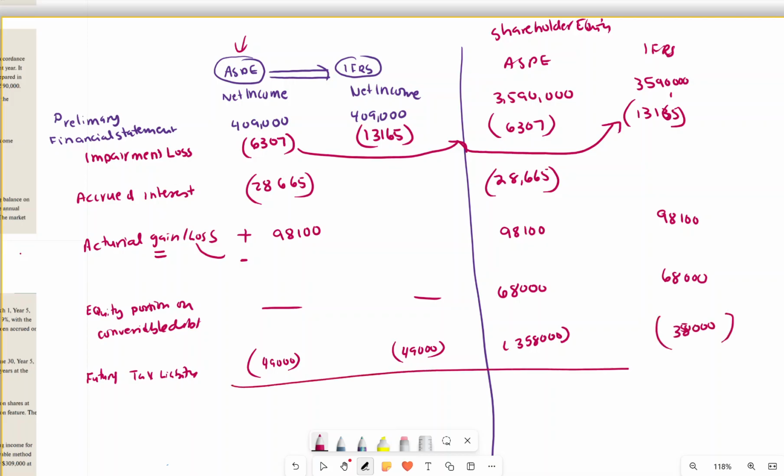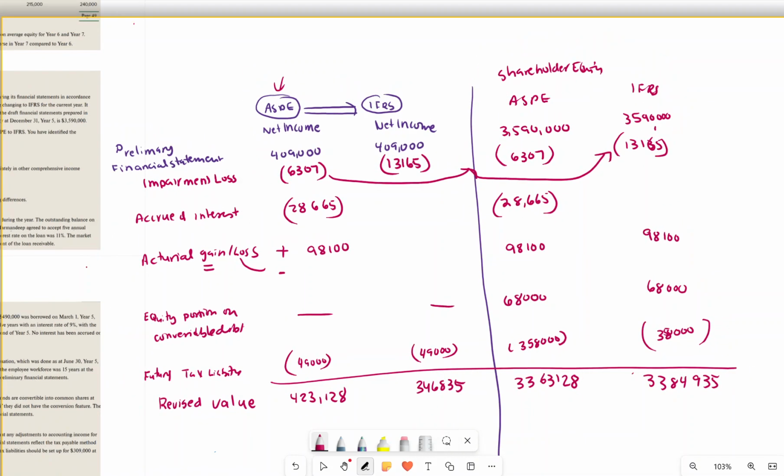Now we're going to calculate what is the income under ASPE and what is the income under IFRS, and same thing with shareholders' equity. And we call this a revised value. So this is my revised value, that is 42128, 346,835. Here will be 3363128, and we have 3384935. So these are the values that I got.